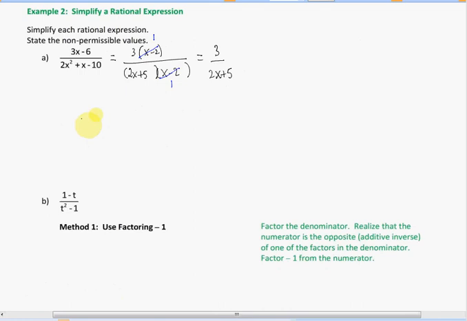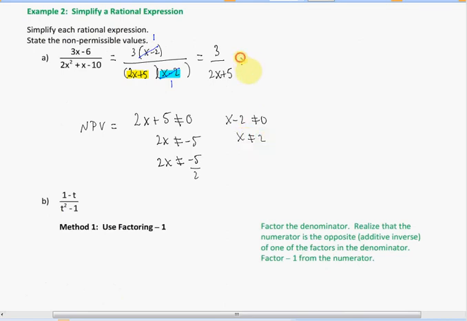Okay, and non-permissible values. Well, we take a look at both of our denominators, and we say that whatever 2x plus 5 is, it can't be 0. So when we simplify that, we get that 2x cannot be negative 5, so x cannot be negative 5 over 2. And also, whatever x minus 2 is, it can't be 0. So x can't be equal to 2.